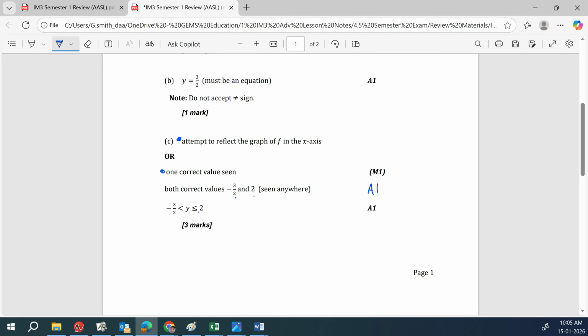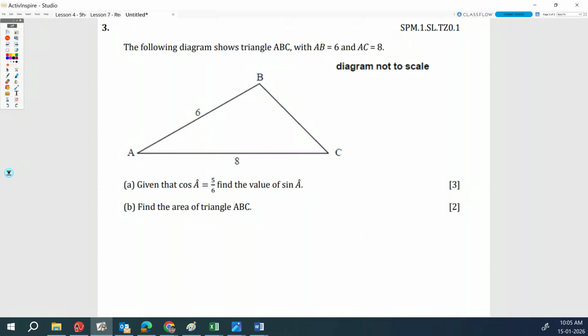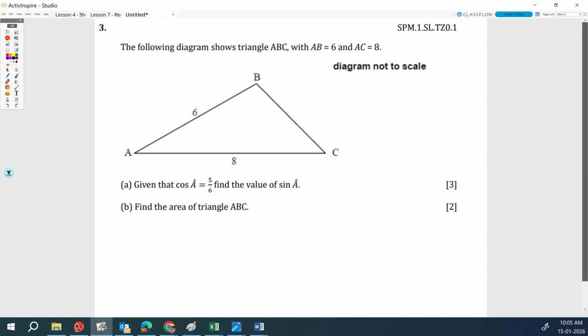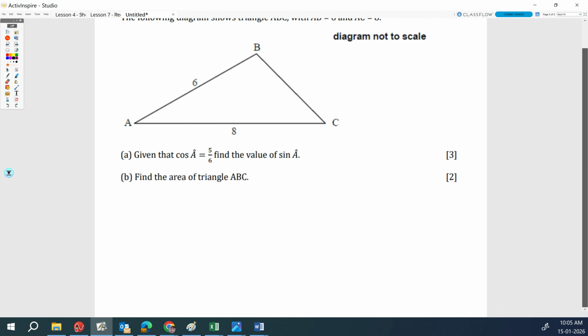Okay, where are we? We are back here again. Let's have a go on the next question. Okay, so we've got some trigonometry happening here. The following shows a triangle with sides 6 and 8. Given that the cosine of A is 5/6, find the value of sine A. So this is a standard procedure. Definitely, I like to ask this one on our exam. It's a question I like to ask.